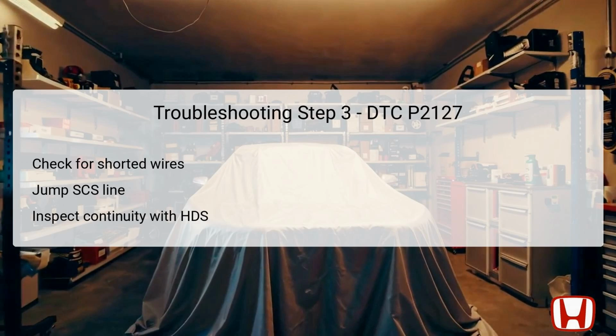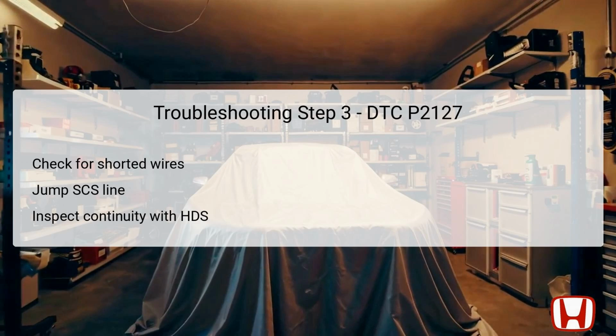The next part of troubleshooting involves jumping the SCS service check signal line using the HDS. Allow this configuration to sit for over a minute to stabilize. After doing this, disconnect the PCM connector A51P to isolate it from the rest of the circuitry. With both the APP sensor 6P and the PCM connectors disconnected, check for continuity between designated test points of the APP sensor and body ground.